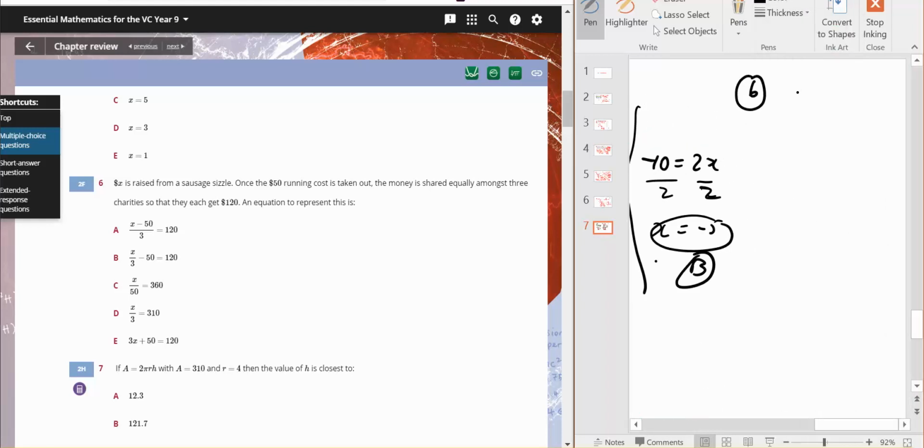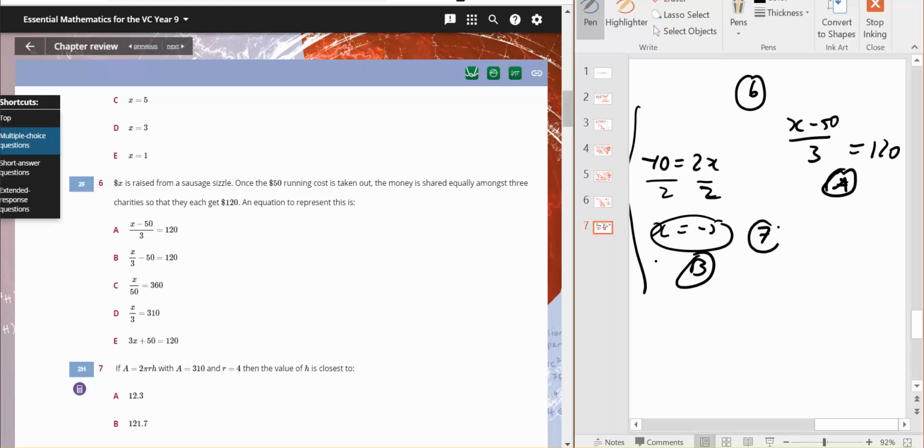Question 6. X dollars is raised on the sausage sizzle. Once $50 running costs are taken out, the money is shared equally amongst the three charities, so they get 120 each. So if I take 50 from X and divide the result by 3, they each get 120. That's your equation. It's a bit tricky, so your answer should be A.